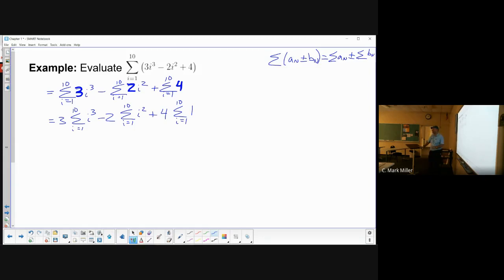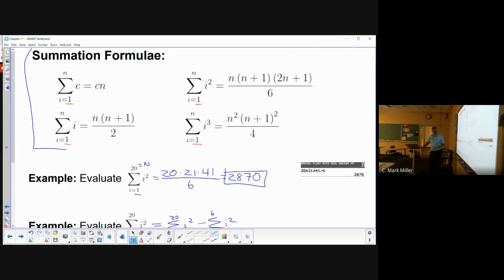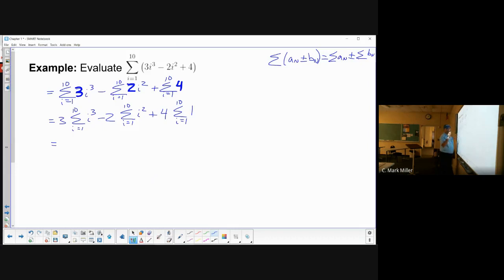This is the way I recommend breaking this down. Formula time. For i cubed, here's our formula right here for i cubed. Very careful, this is why I messed up last time. So it's going to be 3 times n squared. What is n? 10. 10 squared times n plus 1 squared, 11 squared, divided by 4.